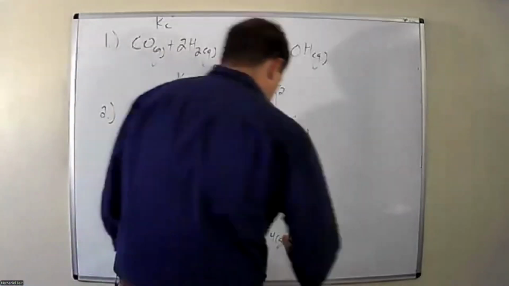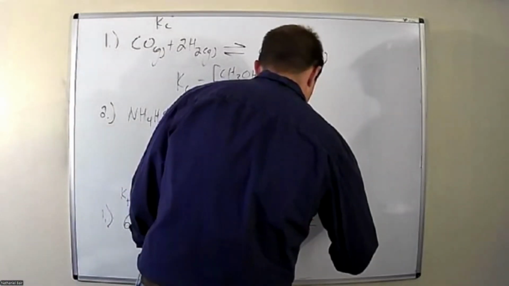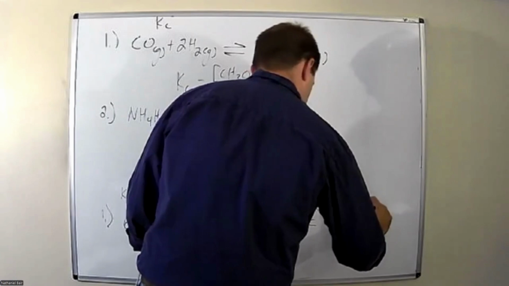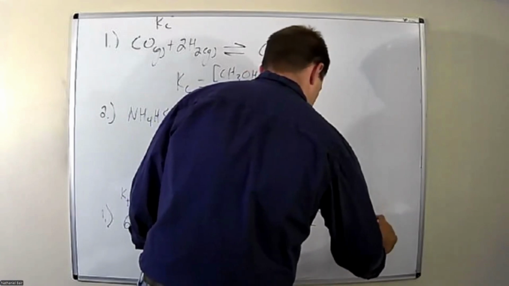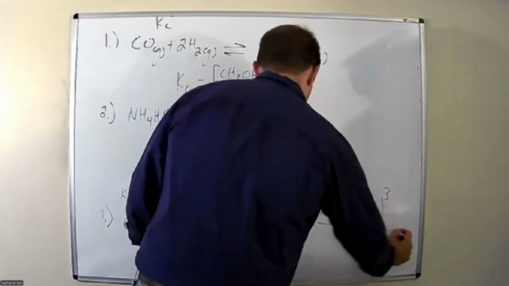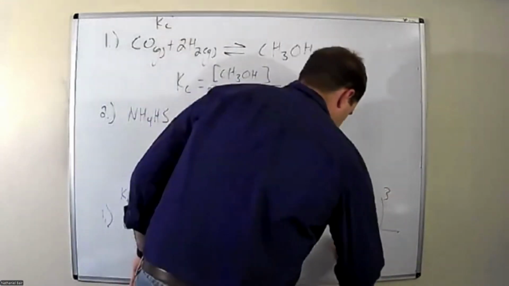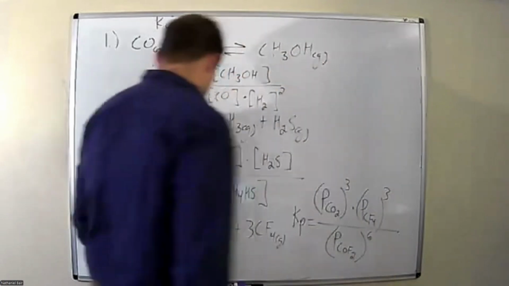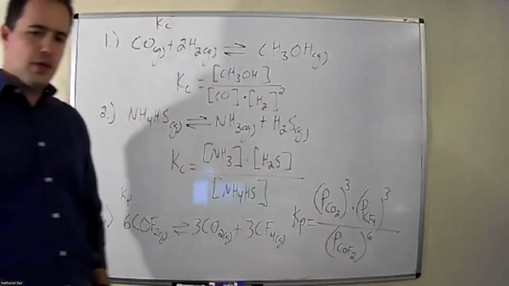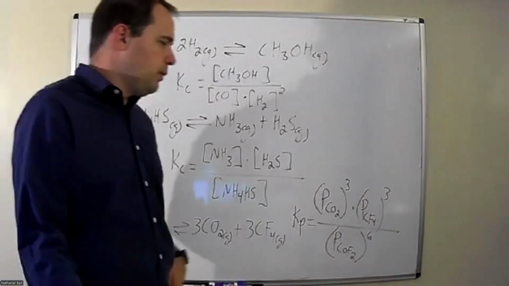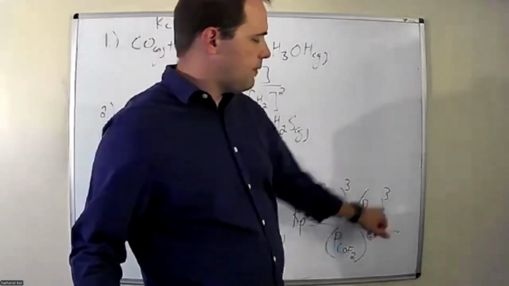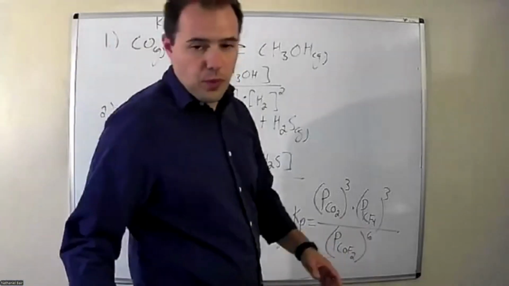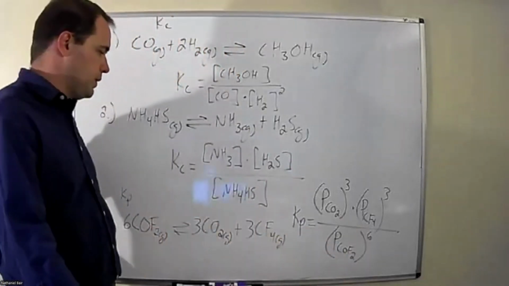Anyway, so this is going to be Kp equals the partial pressure of CO2 cubed times the partial pressure of CF4 cubed divided by the partial pressure of COF2, and that's to the 6th. So there's our values for Kp. We put parentheses around the partial pressures if they have an exponent. If one of these things only had an exponent of 1, then you would not need to do the parentheses around it. Okay, but convention is we put the parentheses around it.